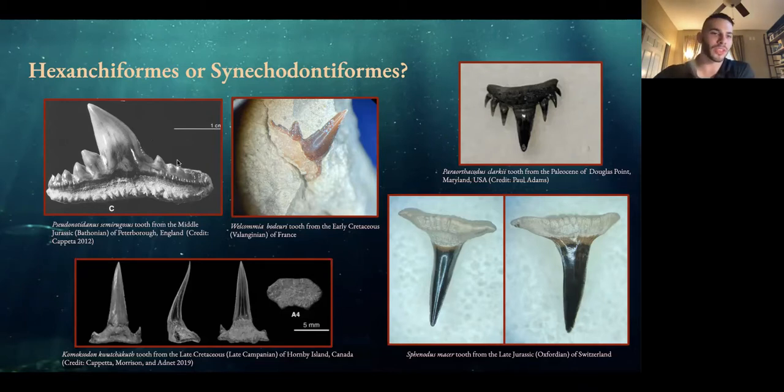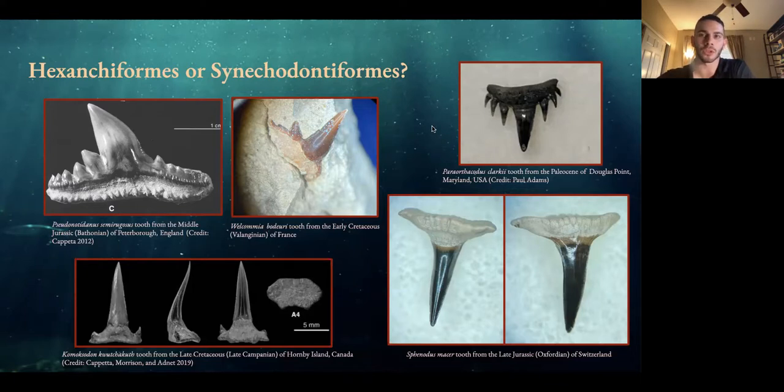However, histology has shown that Welcommia, as well as early hexanchiforms, their tooth histology, the enameloid histology, is very similar to Paraorthacodus as well as Sphenodus. And we've found body fossils of Paraorthacodus, and these only have one dorsal fin, and it's towards the caudal fin, which is the tail fin, which is a trait that is really, again, only found so much within the hexanchiforms. So this is indicative that these are actually hexanchiforms. In addition to this, Sphenodus and Paraorthacodus have placoid scales or dermal denticles that are very similar to hexanchiforms, to the point where paleontologists such as Henri Cappetta have grouped them together within the hexanchiforms.